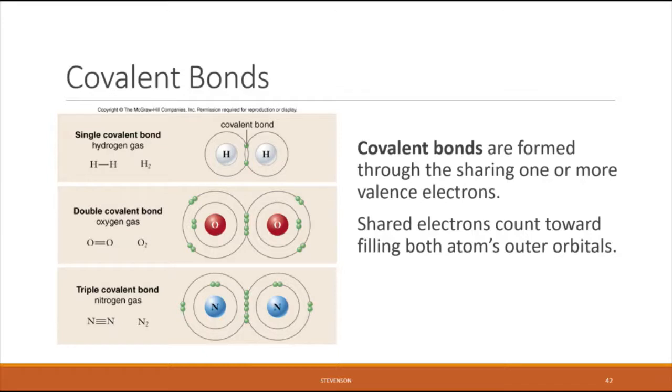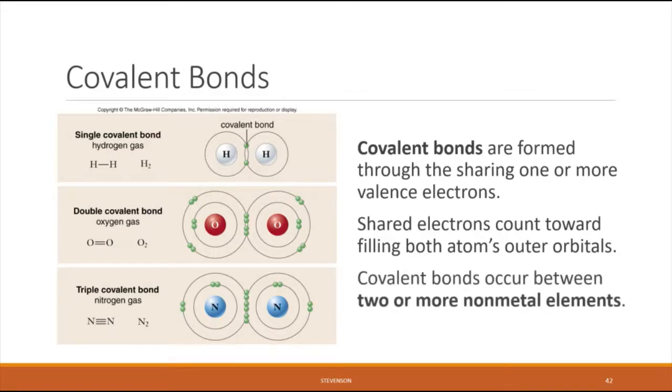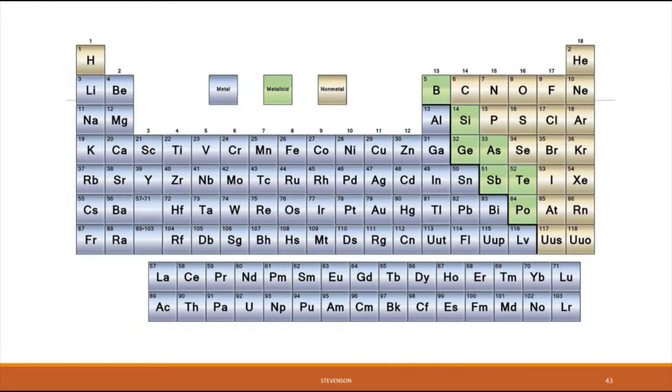And these types of bonds occur not between a metal and a nonmetal, but rather between two or more nonmetals. So no metals are involved here. These types of bonds occur between elements that belong to the bronze section of the periodic table, along with other ones that also belong to the bronze section. No metals are involved in covalent bonds.